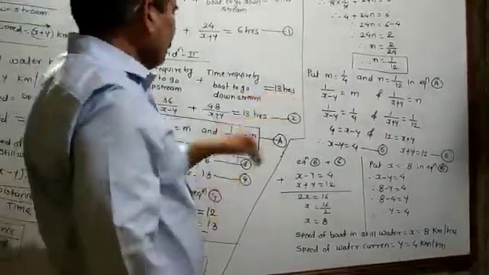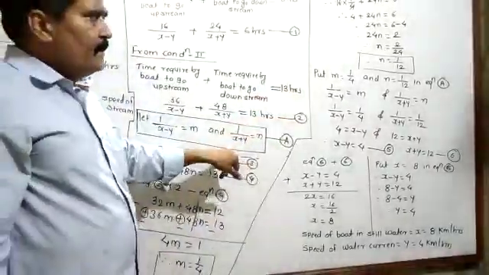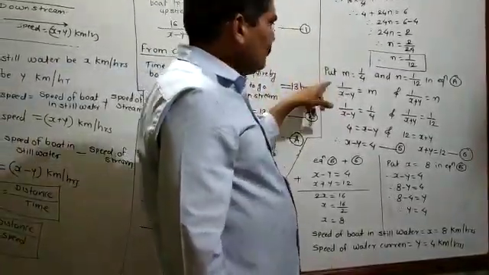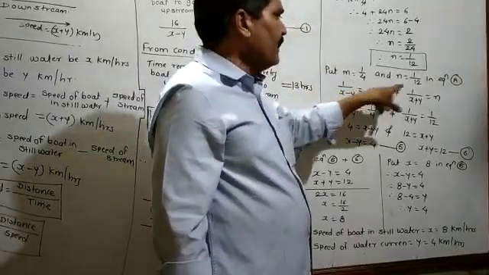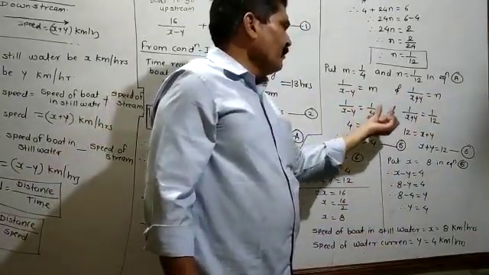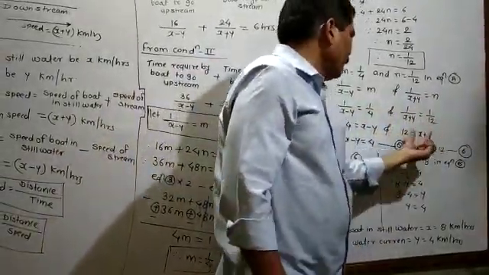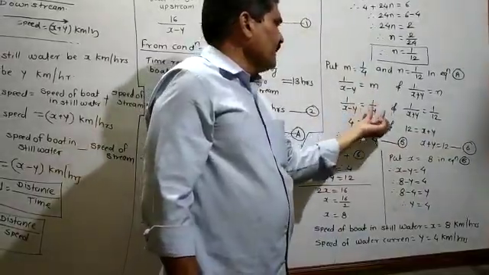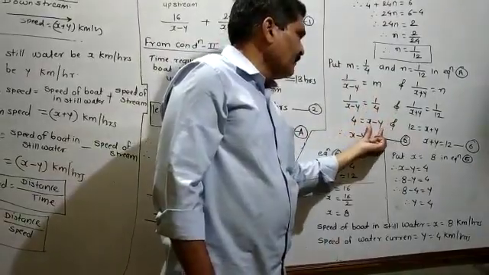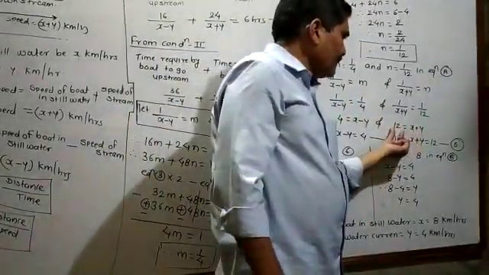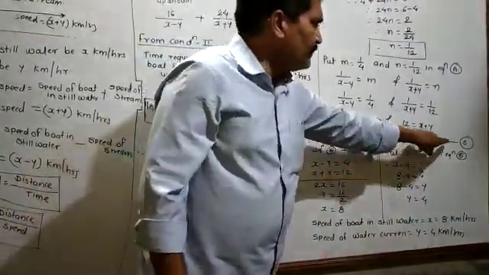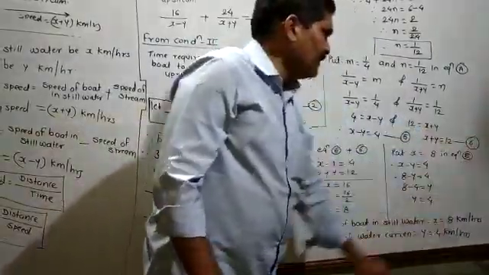These values you have to put in equation A. If you put these values in equation A, at that time 1 upon x minus y is equal to m, and 1 upon x plus y is equal to n. That time 1 upon x minus y is equal to 1 upon 4, and 1 upon x plus y is equal to 1 upon 12. Transpose x minus y to this side: 4 1s are 4, and x minus y is equal to 4. Similarly, 12 is equal to x plus y. The new equations are x minus y is equal to 4, and x plus y is equal to 12. This is equation 5, this is equation 6.